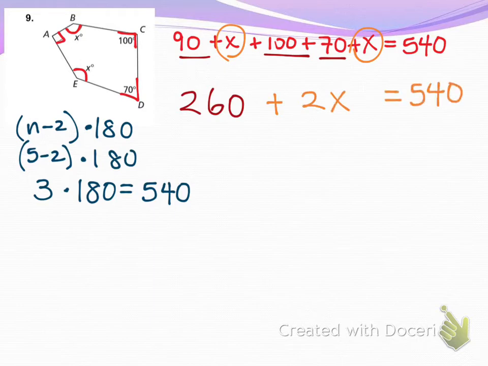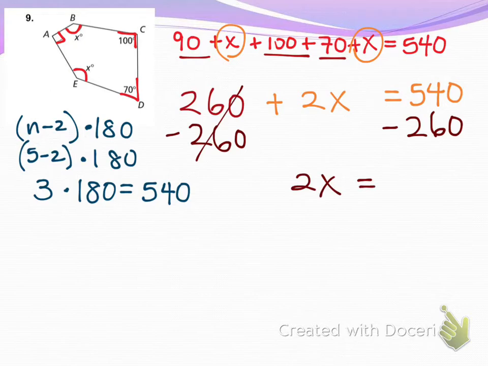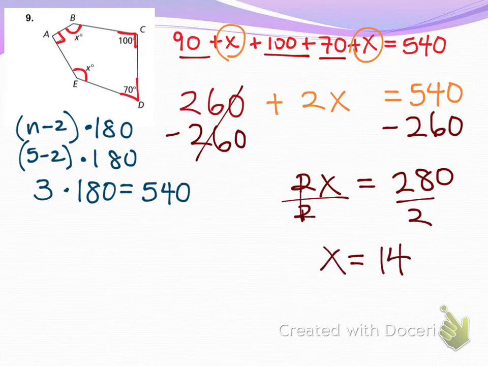All right, and then my last step, well, no, it's not my last, but we're getting there. What do we do next? Subtract 260, both sides. So that makes 280. Good. Now my last step is to divide by 2. And x equals 140. Good.